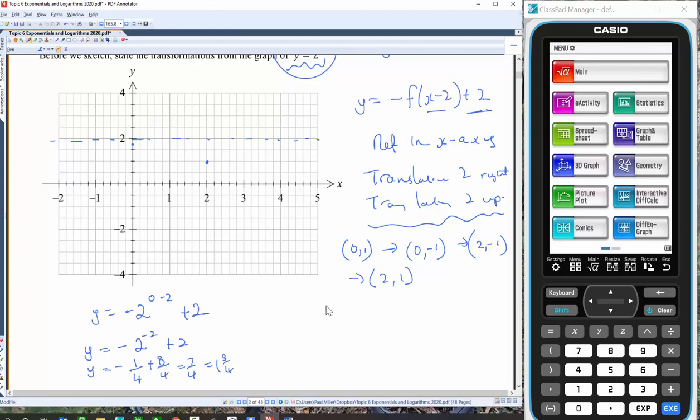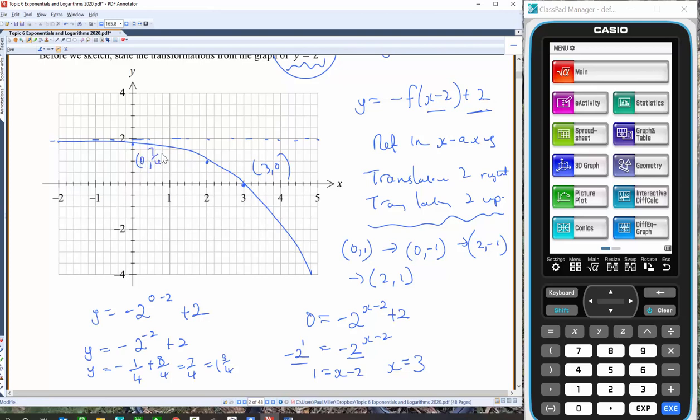And what about our x-intercept? That occurs when y is equal to 0. All right, so what we've got is the same base, so we can equate the powers. 1 equals x take 2, x is equal to 3. Ready to sketch. Not bad. 0, 7 on 4.